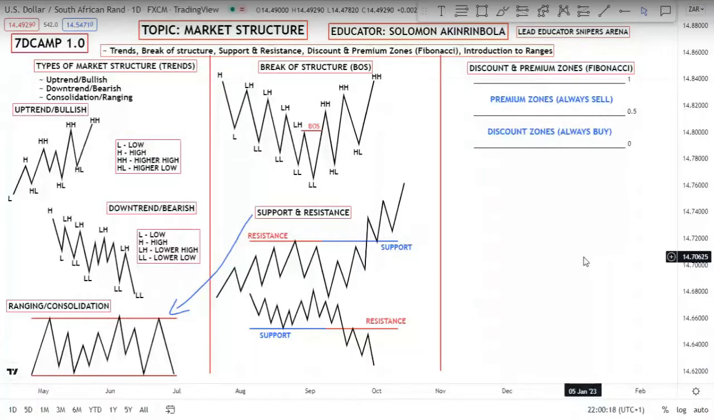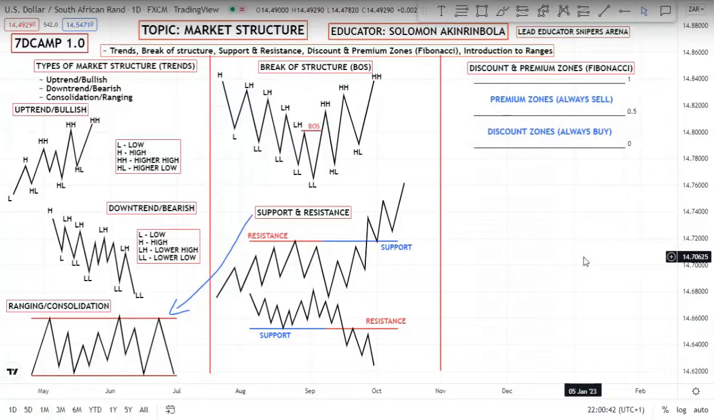Now, let me quickly answer that question, guys. Whatever time frame we work on is based on the type of trader you are. We have different kinds of traders: the position traders, the swing traders, the intraday traders, and the scalpers. You need to understand your type of trader so you can know the kind of time frame you have to work with.